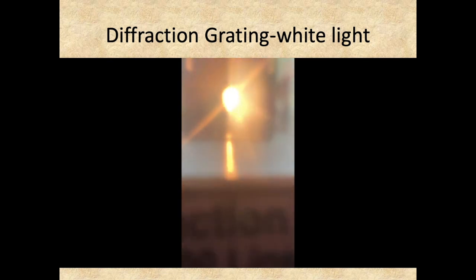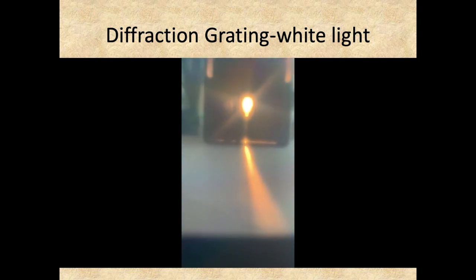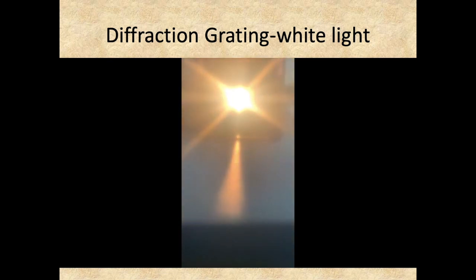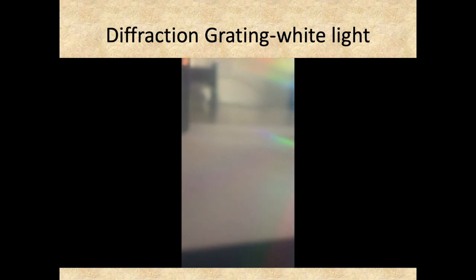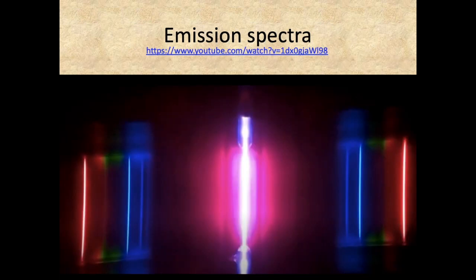What do we see with 1,000 lines per millimeter? Seems like we don't see anything until we look further away. There they are. So, why do we even use diffraction gratings? Why do we need diffraction gratings?